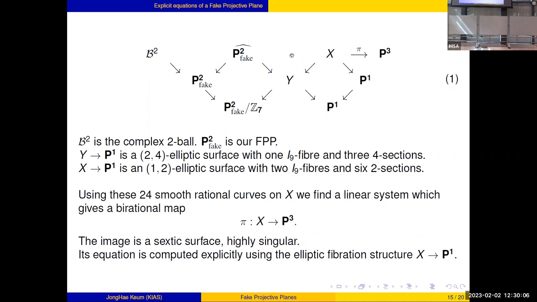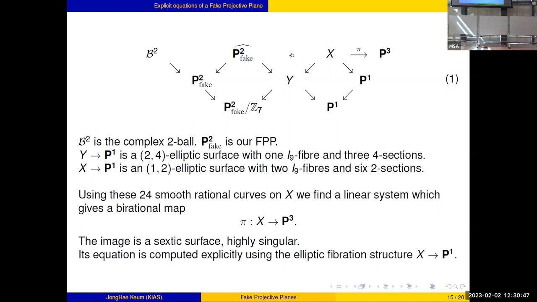So B2 is a complex two-ball, and Y is an elliptic surface. Here, I know the structure also: one I9 fiber in Kodaira notation, and 3 sections. These are minus 3 curves intersecting the general fiber 4 times. And X is a K3-like elliptic surface with 2 I9 fibers and 6 sections, which intersect general fibers 2 times.